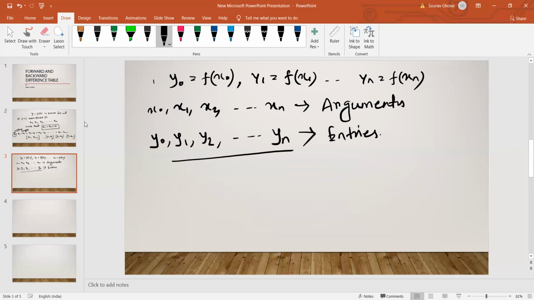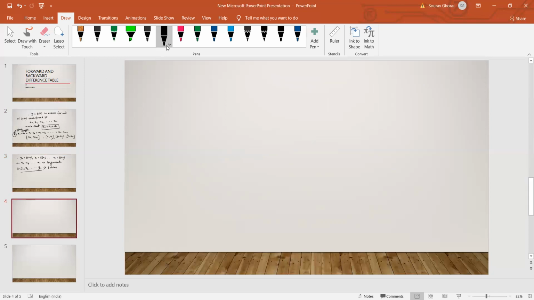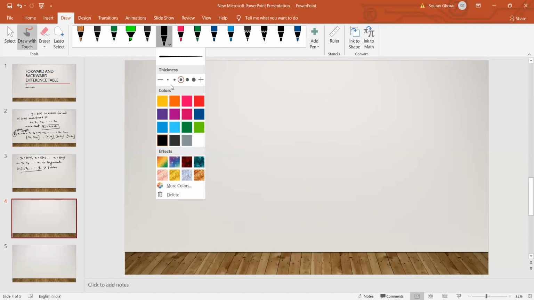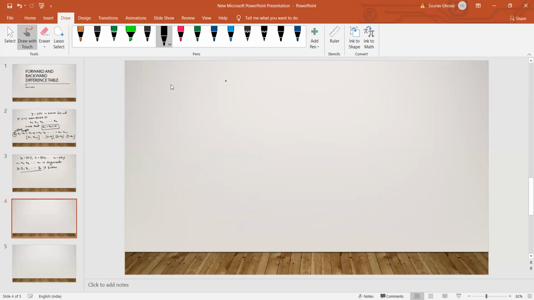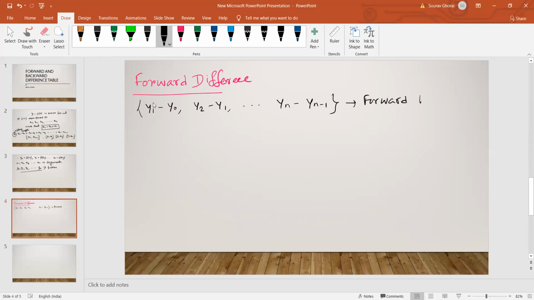Now I am going to discuss what the forward difference is and how we can create the forward difference table by one example. So here I am showing you how we can find the forward difference, and I head the table with forward difference table. How can you find the forward difference? That is the difference y1 minus y0, y2 minus y1, and at last yn minus yn minus 1. These are known as the forward differences.